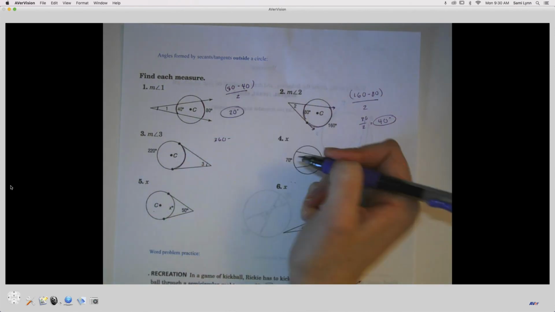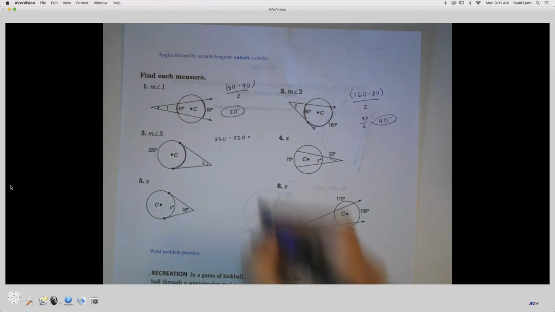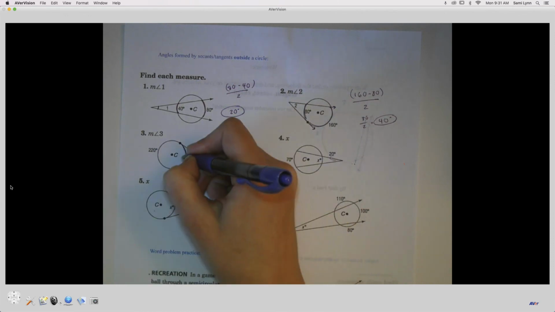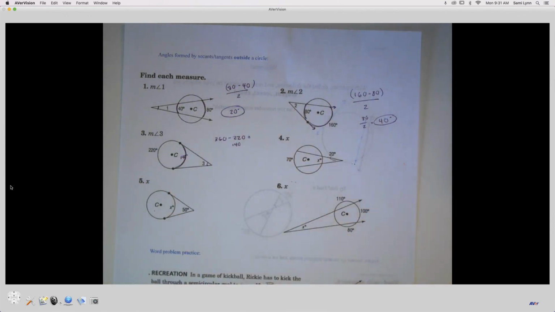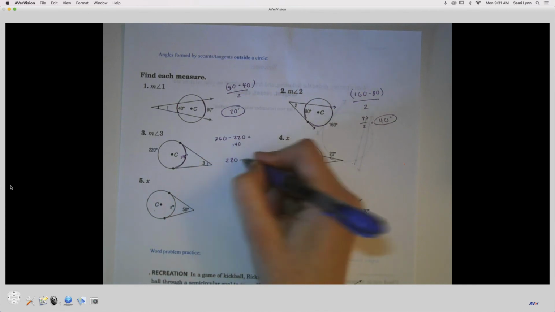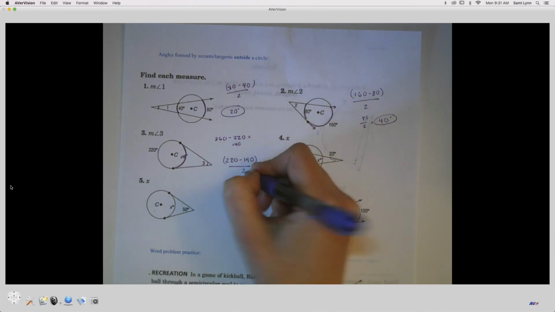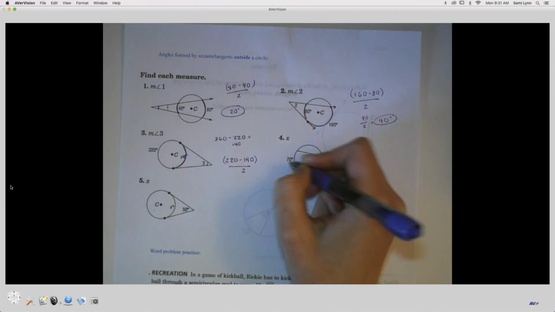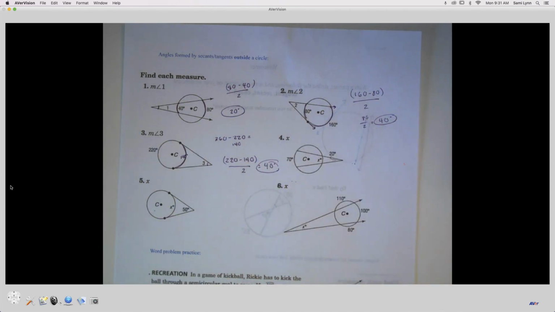360 minus the arc I have, 220. And then what am I going to get? 140. So 140 degrees is not the measure of that angle that I'm trying to find, but it's the measure of that arc. And then from there, I can go about solving. So I take my bigger arc, 220, subtract my smaller, 140, and then I'm going to divide by 2. All right. So I should get 40 degrees for angle 3.